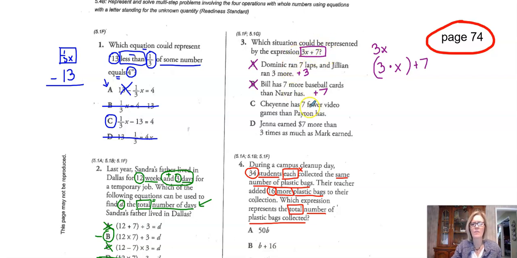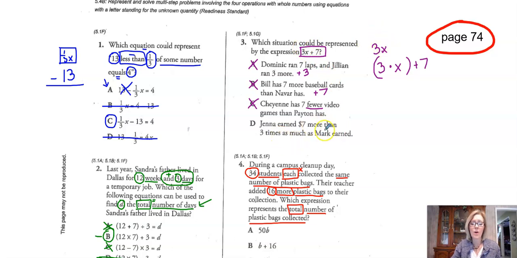Nowhere in our problem are we subtracting. Automatically not it. Well, I sure hope it's this next one. So let's look and see what it says. Jenna earned $7 more. It's looking good. We need 7 more than 3 times as much as Mark earned.